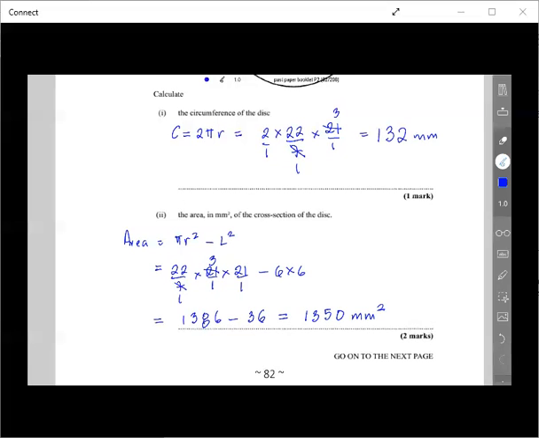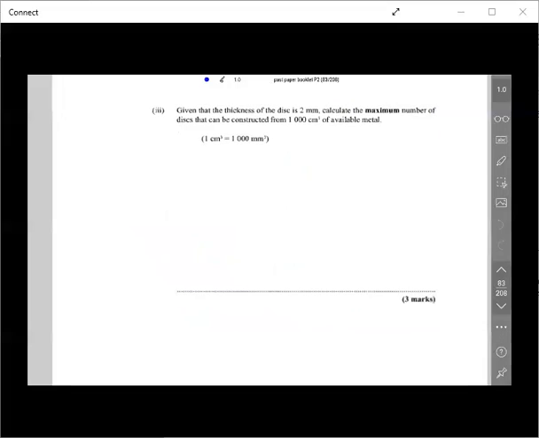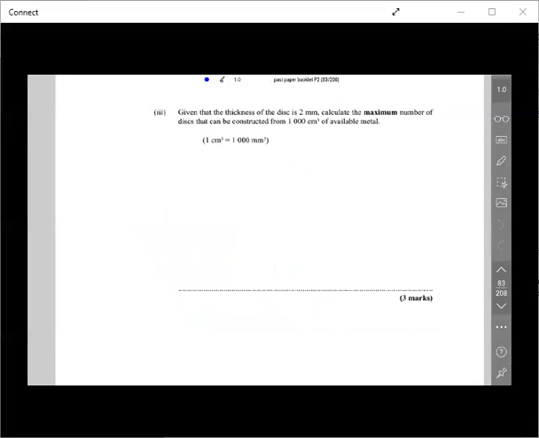All right, let's go to the next part of the question. It says, given that the thickness of the disc is 2 millimeters, we're to calculate the maximum number of discs that can be constructed from 1,000 centimeters cube of available metal. He helped us out a bit. He said 1 centimeter cube is equal to 1,000 millimeter cube. I find that he's very generous. I don't think he should have given you that, but he did.